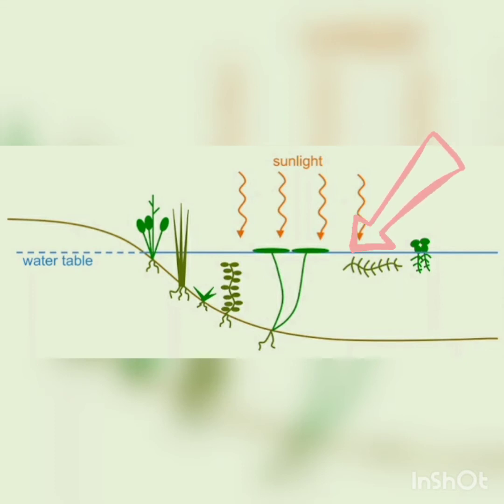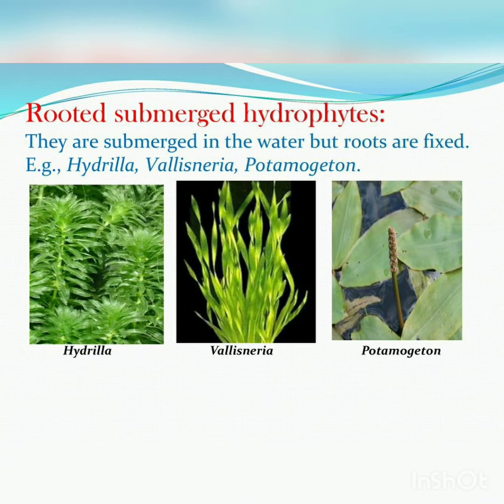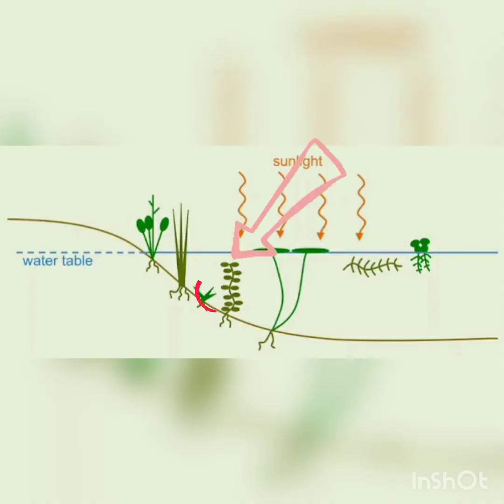See the picture? The next type of hydrophytes are rooted submerged hydrophytes. They are plants which are submerged underwater and their roots are attached to the soil. So look at the picture that is shown on the screen. So the plants are submerged underwater and the roots are attached to the soil.